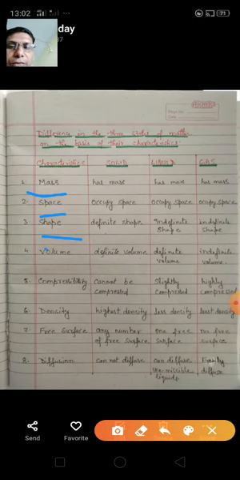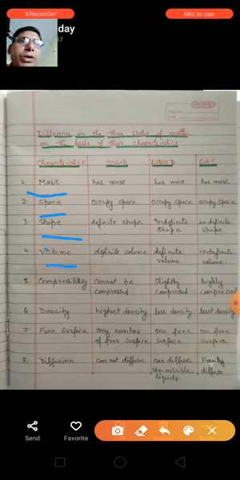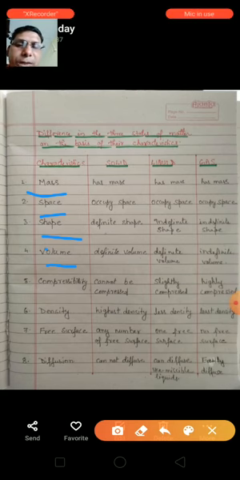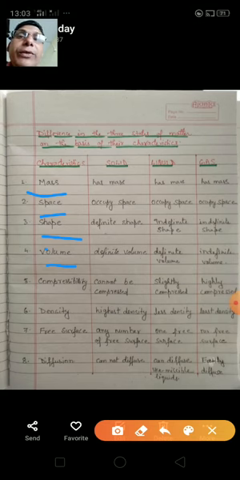Then volume. As in the solid, the molecules are tightly packed, they are very close to each other, so the space occupied by them is also fixed. Thus, solid has definite volume.